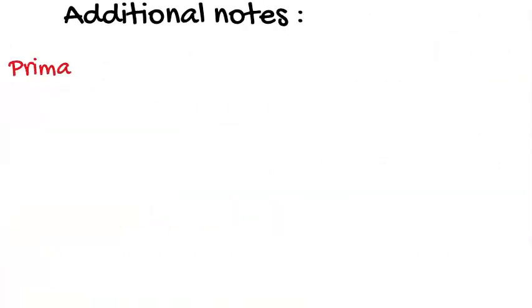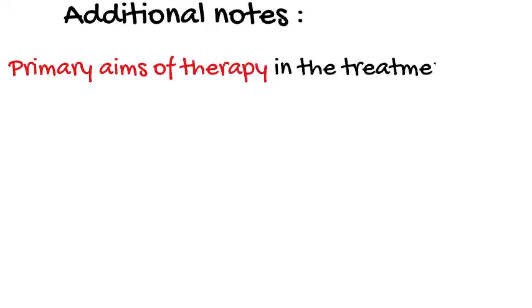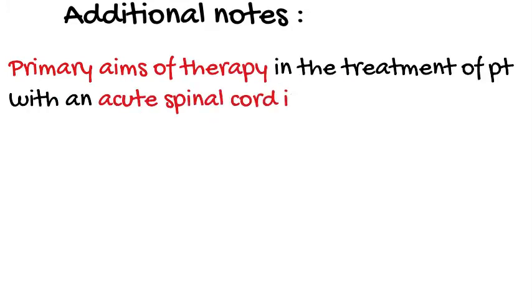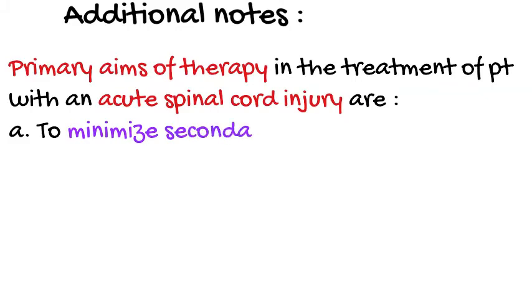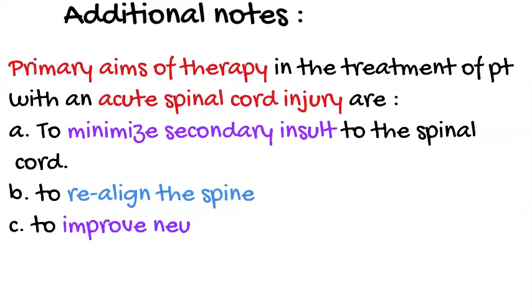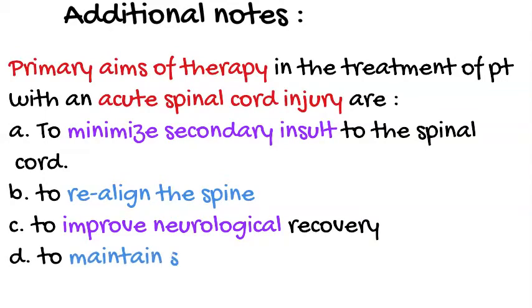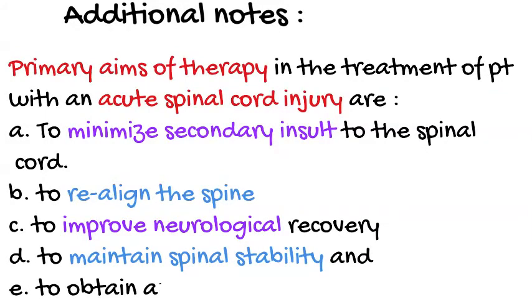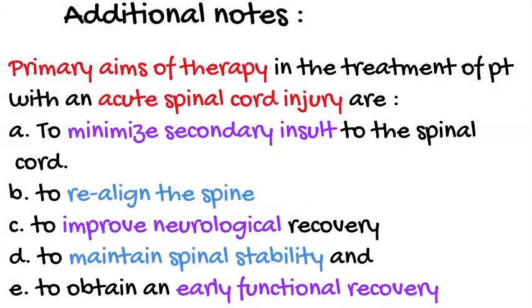We are nearing the finishing line. As an additional note, the primary aims of therapy in the treatment of patients with an acute spinal cord injury are: A. To minimize secondary insult to the spinal cord, B. To realign the spine, C. To improve the neurological recovery, D. To maintain spinal stability, and E. To obtain an early functional recovery.